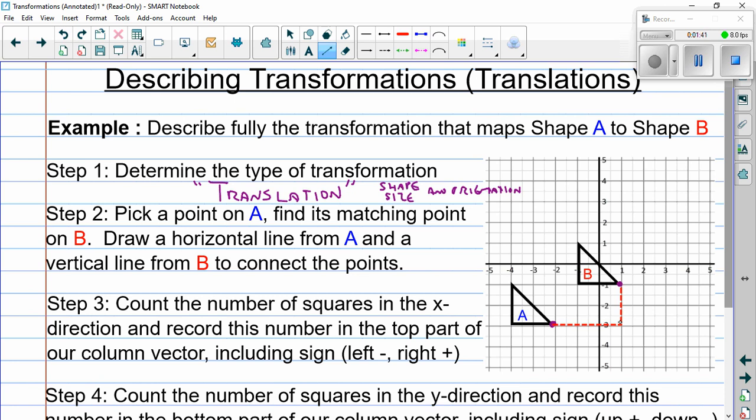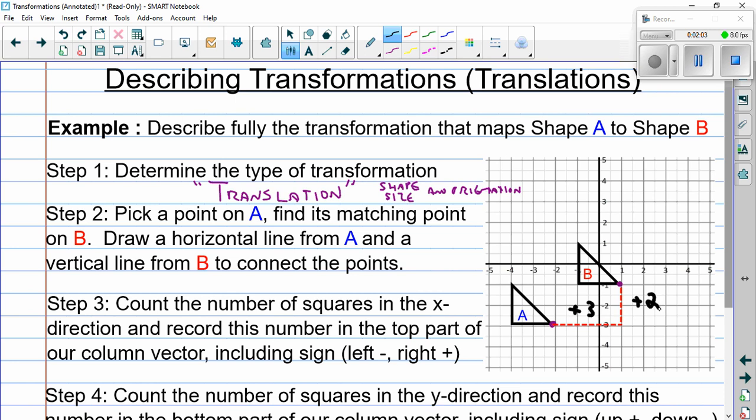When you label them, start at your original shape. So here we're talking about shape A, so from shape A, we're going to start. We've moved 1, 2, 3 in the positive X direction. And then we've moved 2 up to get to B.